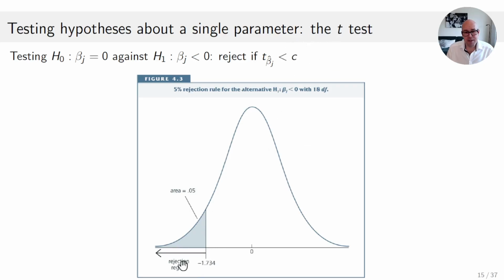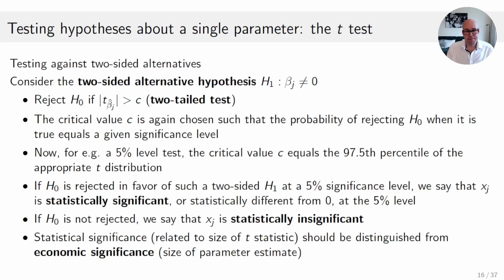So the critical value here would then be, for instance, for 18 degrees of freedom, minus 1.734. So the rejection region would be to the left of that. So whenever I get a t-stat of less than minus 1.734, I would reject the null in favor of the alternative.